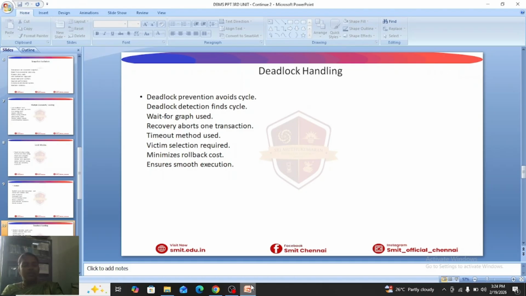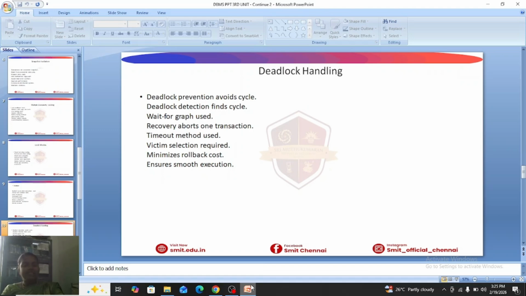Second is deadlock avoidance. It checks whether granting a lock keeps the system in a safe state. That uses the Banker's algorithm, which allocates resources only if safe, and is mostly theoretical in database management systems. Third is deadlock detection and recovery. This is the practical method used in real database management systems. Detection uses a wait-for graph: if a cycle exists, there is a deadlock. Recovery happens when a deadlock is detected.